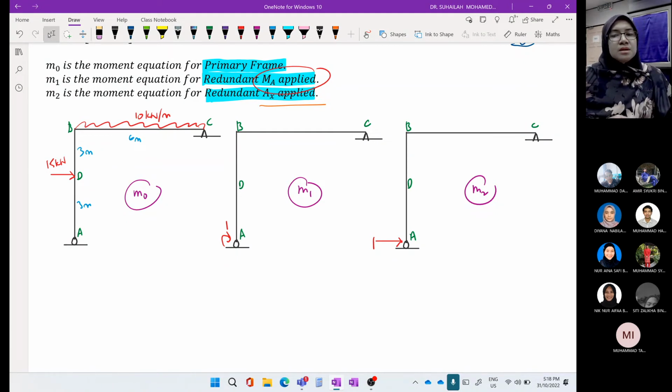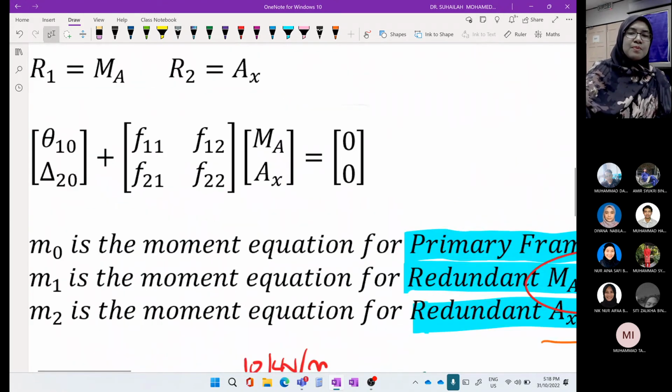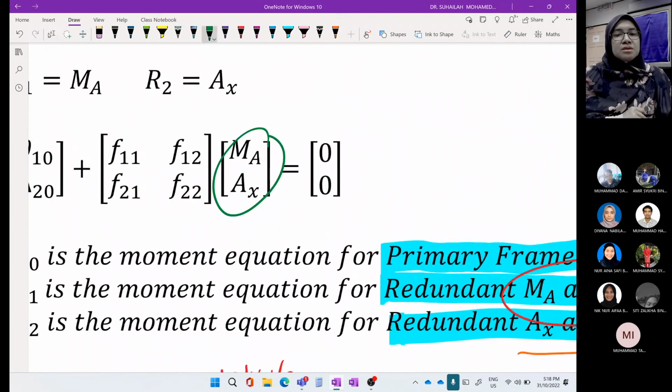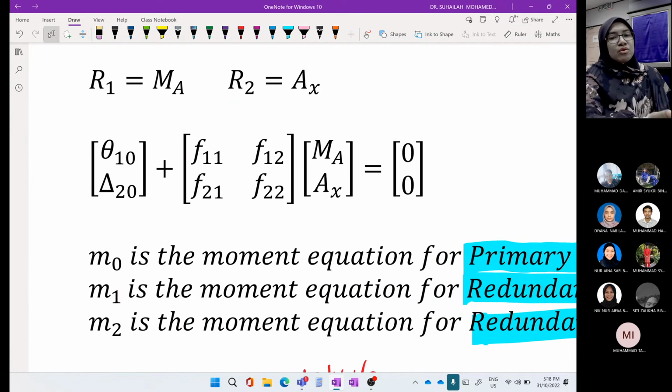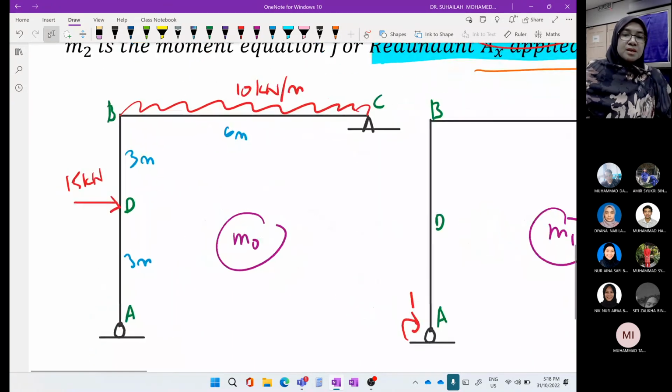Redundant system is a system subjected to a unit value of redundant. That is why here we times back with redundant. Everything inside the redundant system we must times with the redundant. It means F cannot stand alone, like delta 1 node and delta 2 node stand alone. Because delta 1 node, delta 2 node, theta 1 node and theta 2 refer to this frame, the primary system.